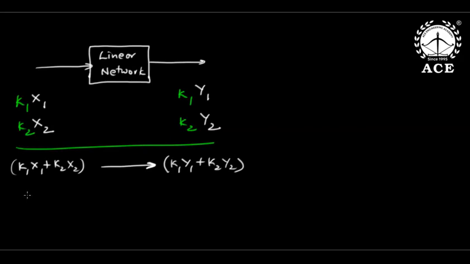Suppose there are n inputs like x1 y1, x2 y2, x3 y3, up to xn yn. If I apply homogeneity by multiplying them with constants, proportionality, and then give all together, k1 x1 plus k2 x2 up to kn xn, you will also get k1 y1, k2 y2, up to kn yn. That is the real meaning of superposition.